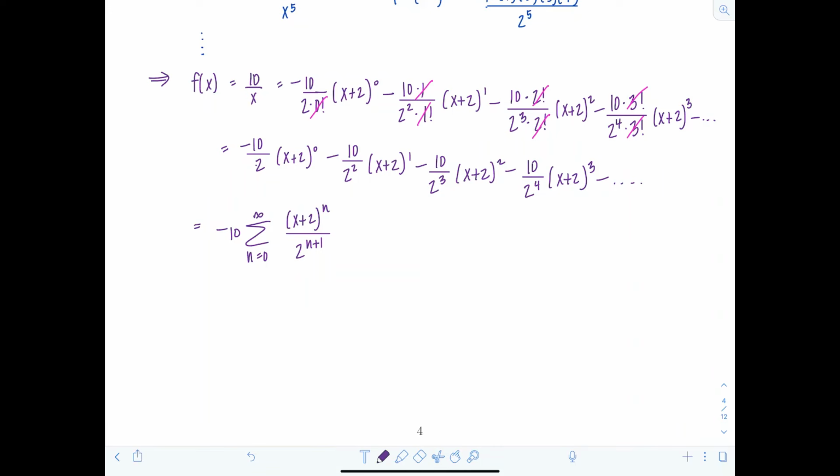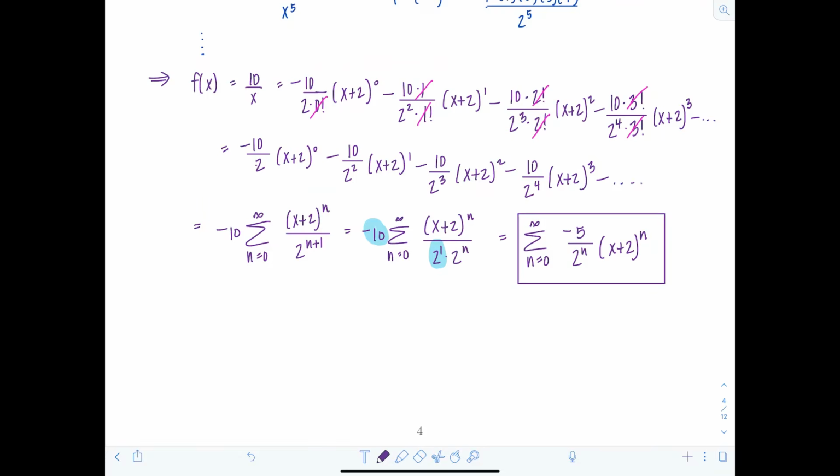Okay, so I can write the denominator. This is negative 10 times the sum, n equals 0 to infinity. We have x plus 2 to the n over 2 to the first times 2 to the n. So if you want to bring this negative 10 back inside the sum, negative 10 divided by 2 is negative 5. So I can write this as the sum, n equals 0 to infinity, of negative 5 over 2 to the n times x plus 2 to the n. So there's our series.